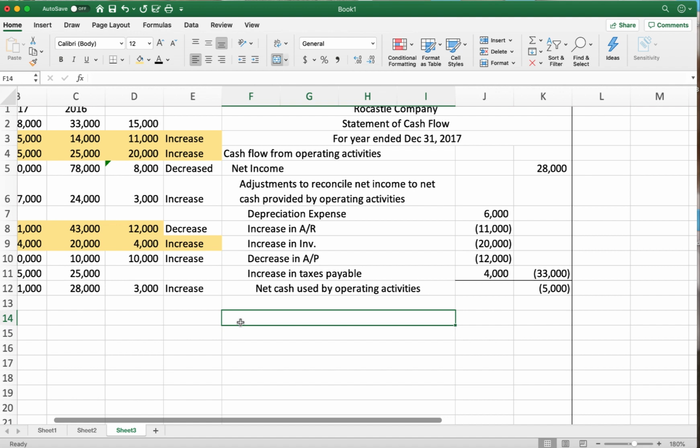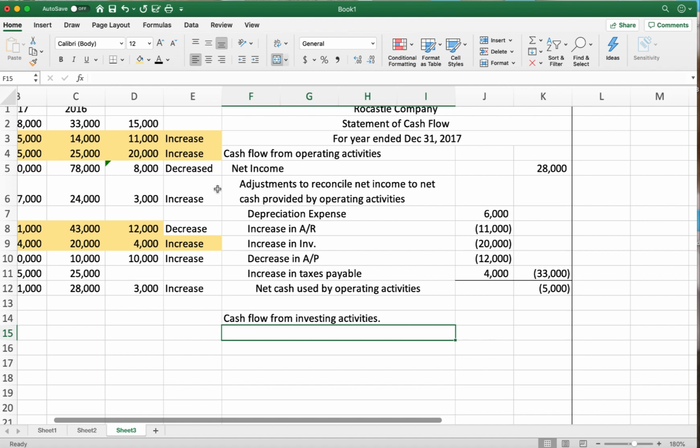Now, what's the next section? Well, the next section is cash flow from investing activities. Okay.